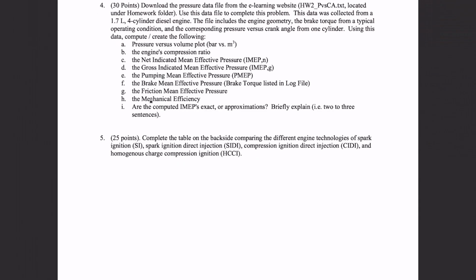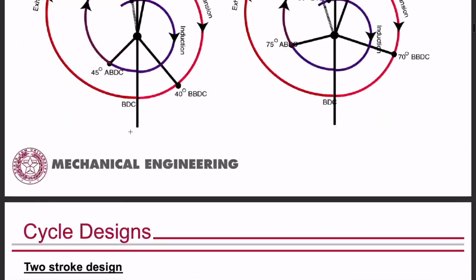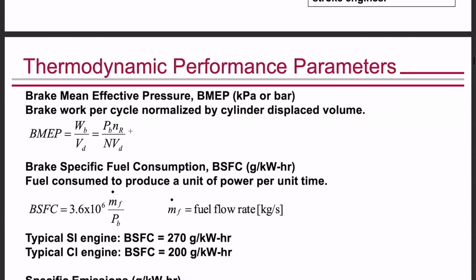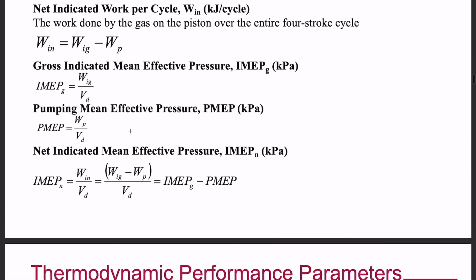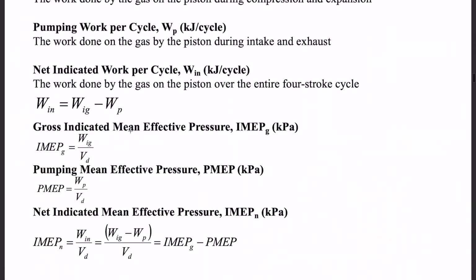So if we just look at some of the others, that basically takes care of C and D. Okay, so the net indicated mean effective pressure is just going to be that net work that we just calculated divided by the displaced volume. The pumping mean effective pressure is defined in your notes, and that's just the difference between your net and gross indicated mean effective pressure. So you can see here that IMEP net is equal to IMEP gross minus PMEP. So PMEP is equal to IMEP gross minus IMEP net, okay?